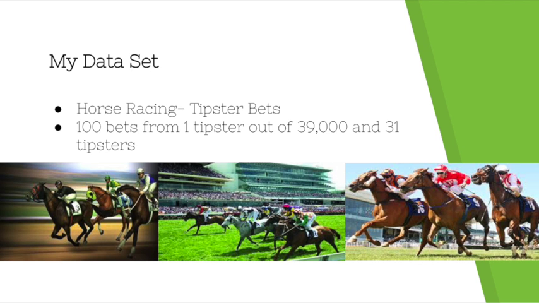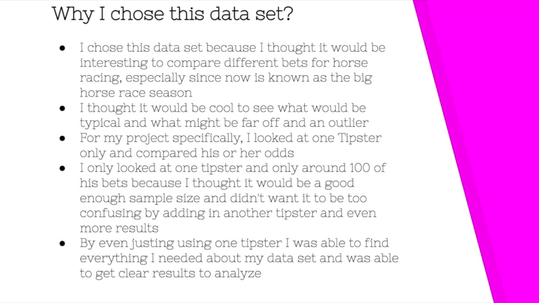I chose horse racing. What I looked at was the tipster bets. I analyzed 100 bets from one tipster out of the 39,000 different options and the 31 different tipsters that were in the data set I picked.